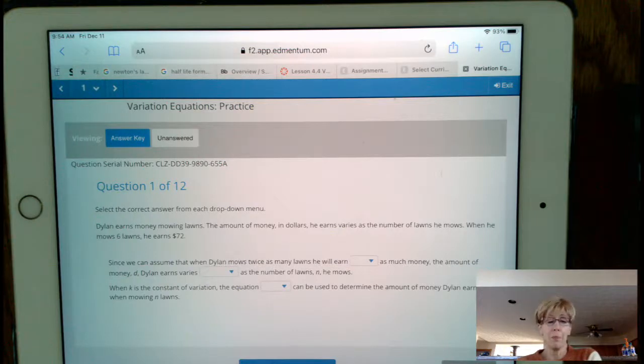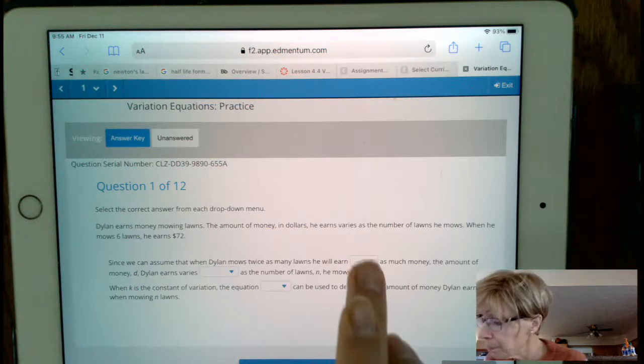When he mows 6 lawns, he earns $62. We can assume that when Dylan mows twice as many lawns, he will earn twice as much, very directly. Like the more he mows, the more money he makes. That's a direct variation problem.